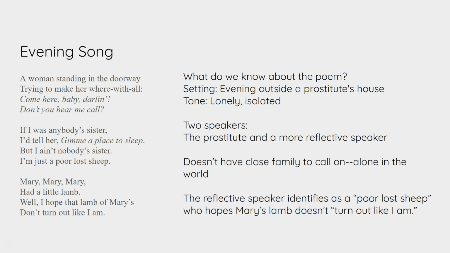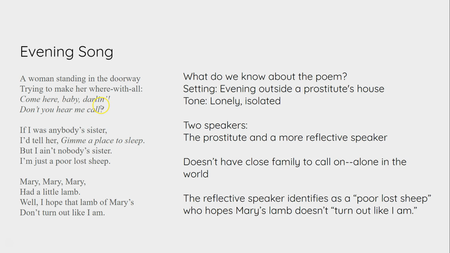So when we read this poem, we want to think about, what do we know about it? The setting is evening. We gather that from the fact it's an evening song. It's also taking place outside of a prostitute's house. There's a woman in the evening outside a doorway trying to make money, and she is calling people in to visit her.